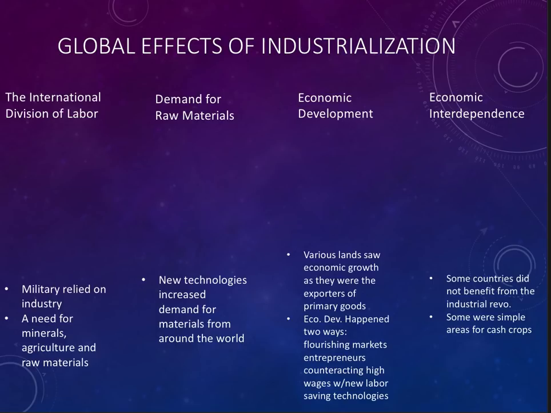So various lands saw economic growth as they were the exporters of primary goods. Economic development happened two ways. Either you're going to do it through flourishing markets and entrepreneurs counteracting high wages with new labor-saving technologies. Okay? So pretty much either you're going to be making money because of your factory, or you're going to be making money because of the raw materials produced. But all in all, it's going to create, most importantly, economic interdependence. Some of the countries did not benefit from the Industrial Revolution, and some were simply areas for cash crops.